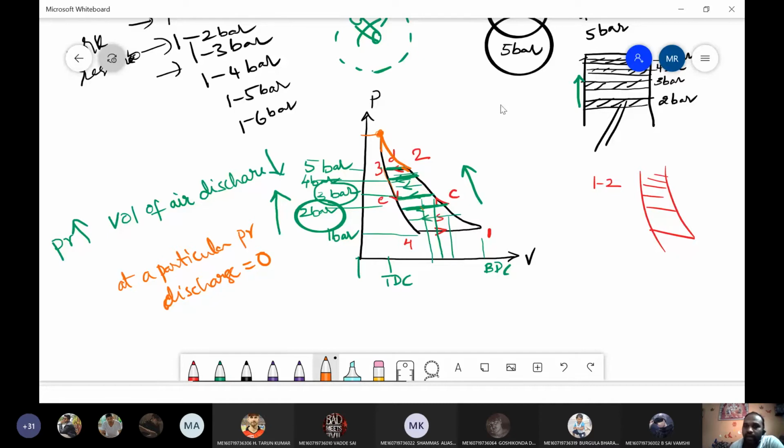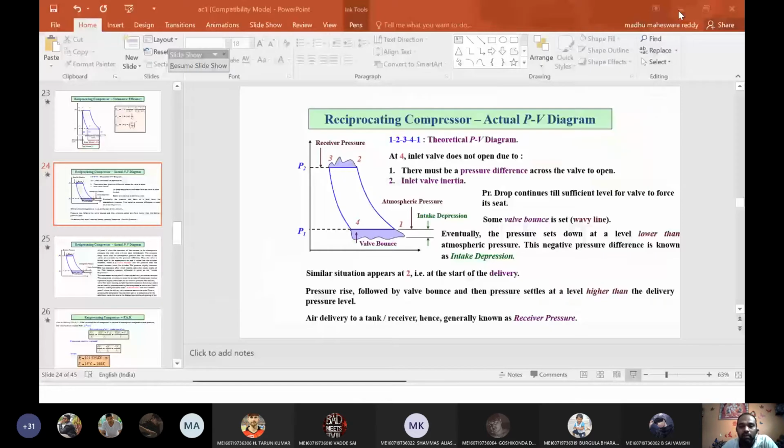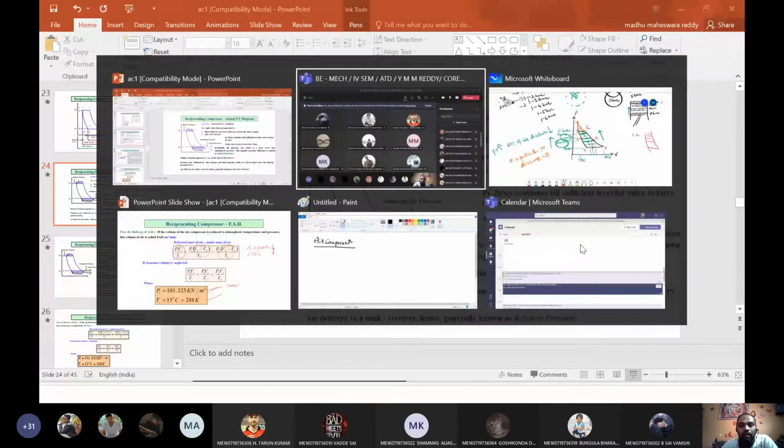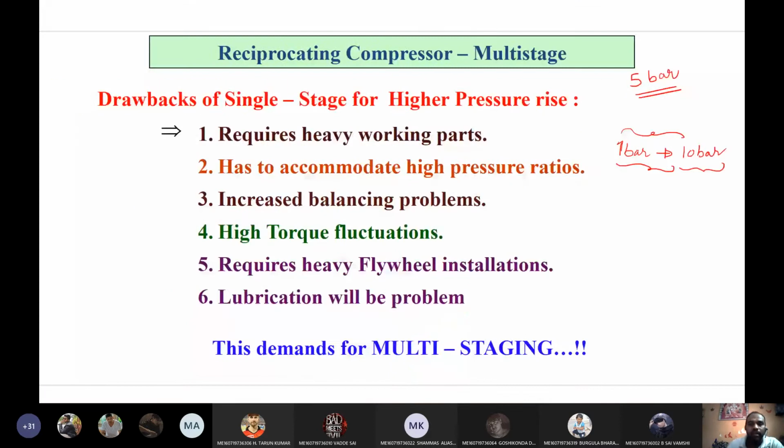Second problem is, in order to raise the pressure in single stage, the size of the piston and cylinder will be more. When the size of piston and cylinder is more, then the balancing will be the problem. So that is the reason single stage air compressor cannot be used for more than 5 bar pressure. It requires heavier working parts, heavier piston, heavier cylinder. Again, in order to balance the piston and cylinder, a larger size of flywheel is required.